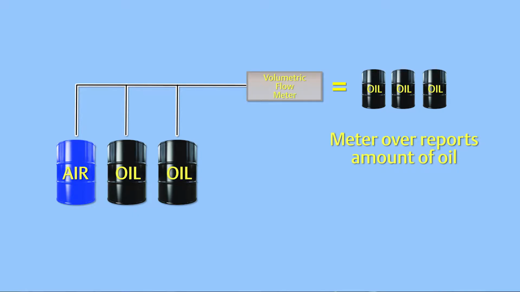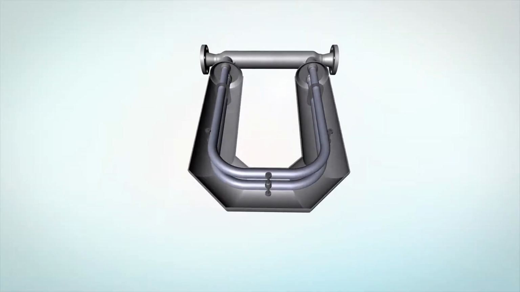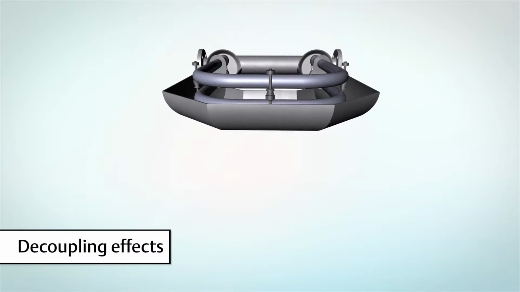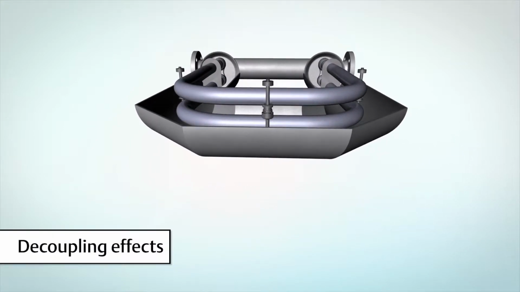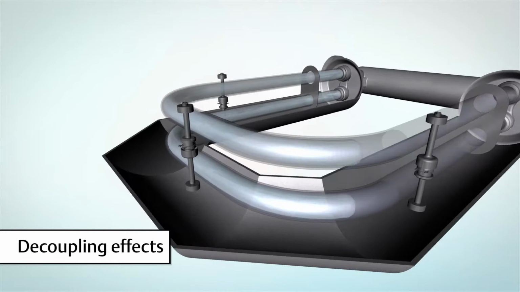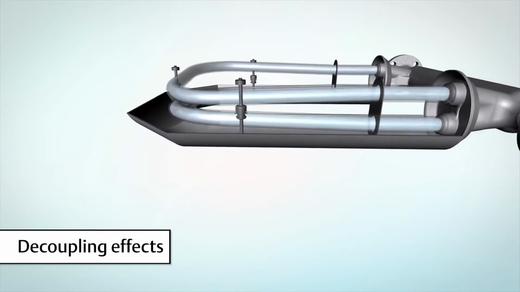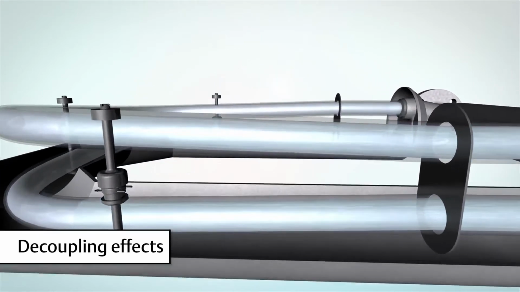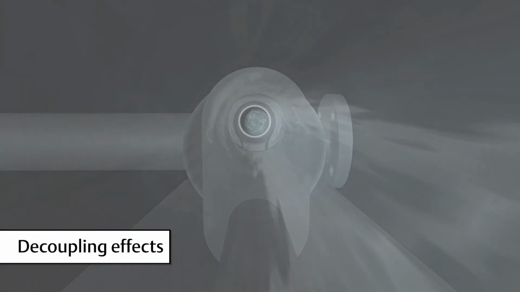Now let's discuss the errors associated with entrained gas. The primary source of error from entrained gas in Coriolis mass flow meters is called decoupling. There are other sources of error such as compressibility, but decoupling is dominant. Decoupling happens when the fluid inside the tube doesn't move exactly with the flow tube. When that happens, errors occur, which are dependent on meter and fluid properties.